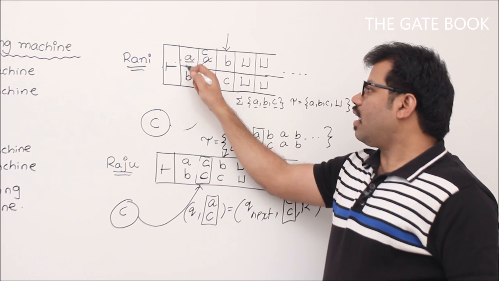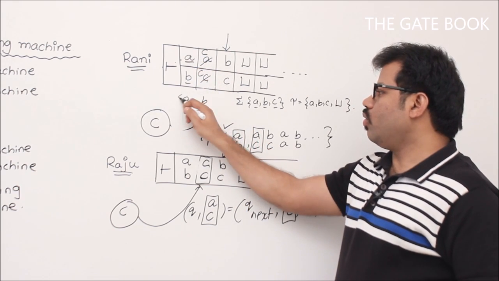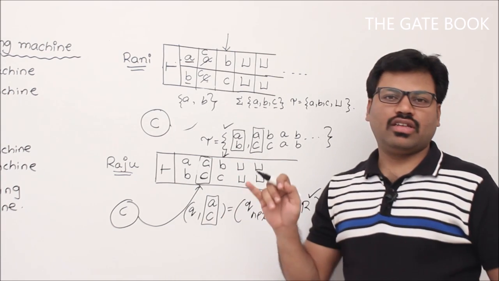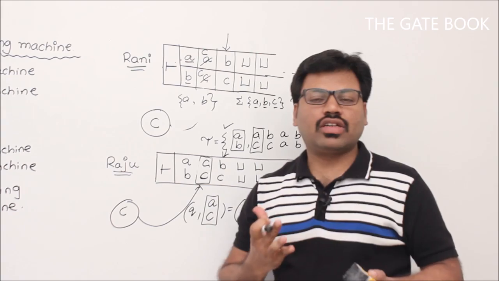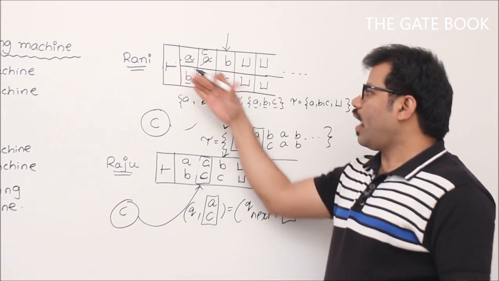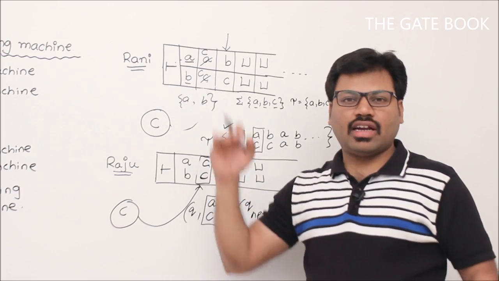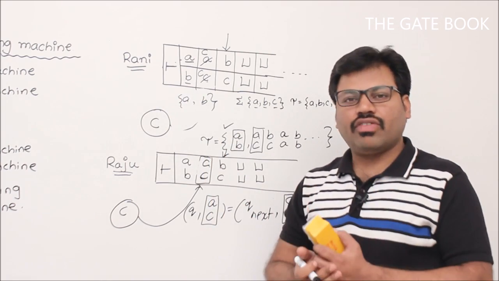You take A, B kind of symbols for you. These are the symbols, but I take combination symbols A, B, C, C. Symbols are different, but the concept is same. Whatever you accept, even I can accept. In that way, Raju's machine and Rani's machine are equivalent with respect to power.